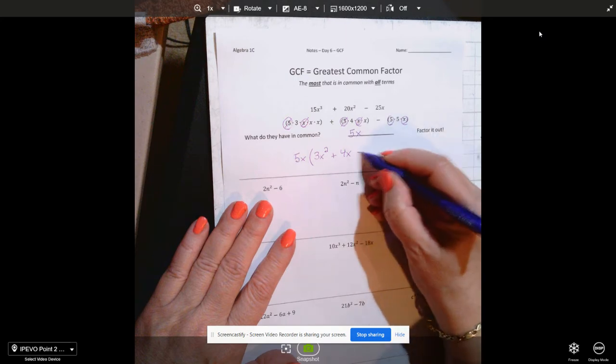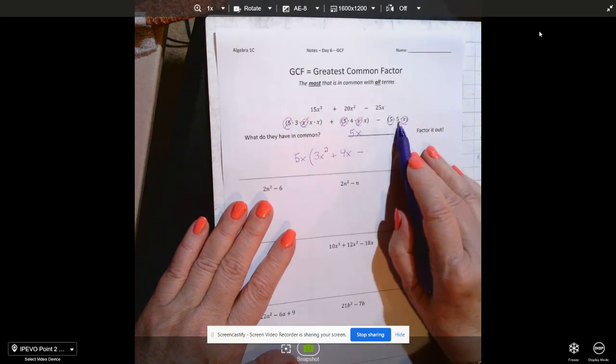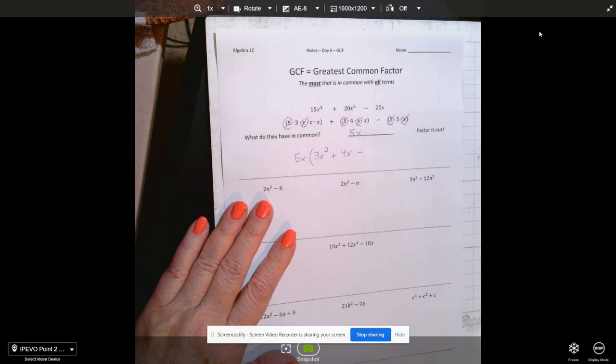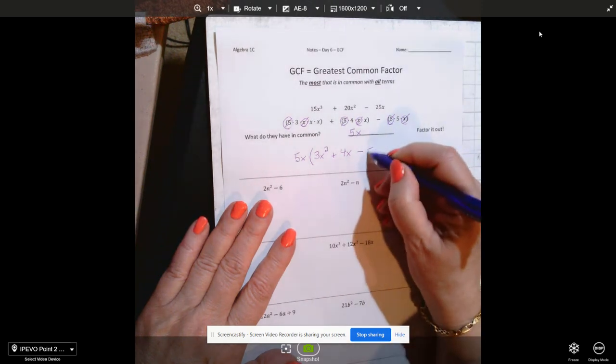I'm going to bring down the negative sign. And now I only have left a 5 because I've taken out that 5 and that x. So I only have a 5 left.